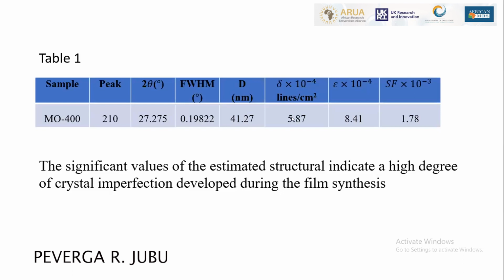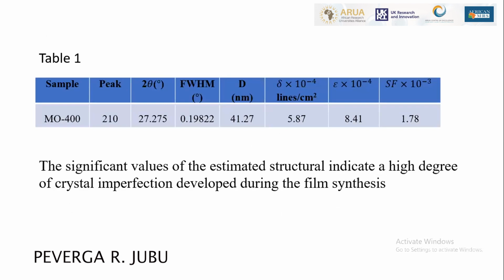141.27, and the dislocation density, the microstrain, and the deposition faults are so high, which shows that there is high defect in the material, in the crystal structure, due to the deposition process, because the parameters are very high.